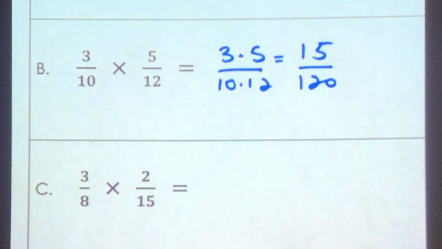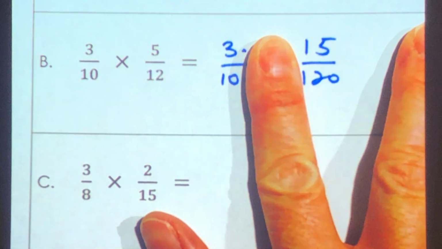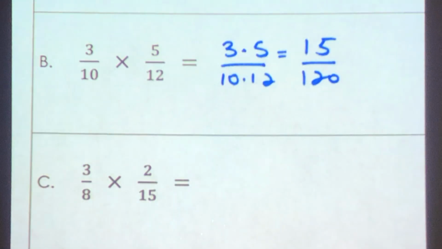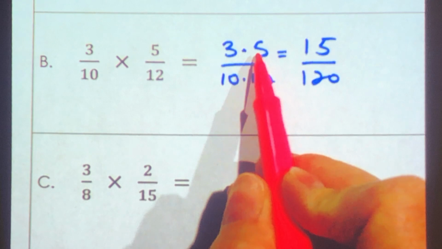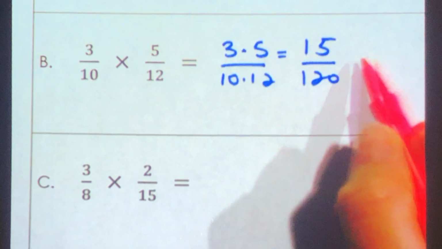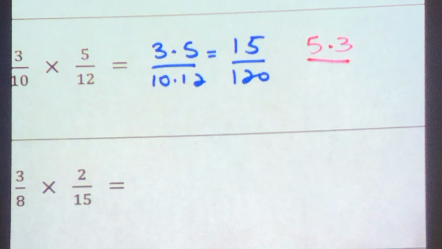But you might be thinking to yourself, 3/10, I can't simplify that. That's already in simplest form. And 5/12, well, I can't simplify that. That's already in simplest form. But here's the thing. We learned about a lovely little property called the Commutative Property that says that the order that we multiply numbers doesn't matter, meaning that 3 times 5 is 15, but 5 times 3 is also 15. So what if I did that? What if I said 5 times 3 instead, and then kept my 10 times 12?